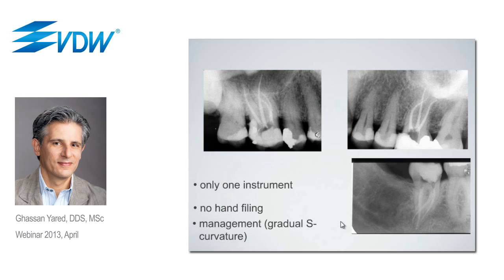If it goes to length, as it did here in those 3 cases, without pre-curving, then we know that these curvatures are gradual, and then we know that we can use the Reciproc safely to the working length. What is important with this technique, with this concept, is that regardless of the difficulty of the case, regardless of the canal calcification, regardless of the curvature, the approach is always the same. Nothing changes.